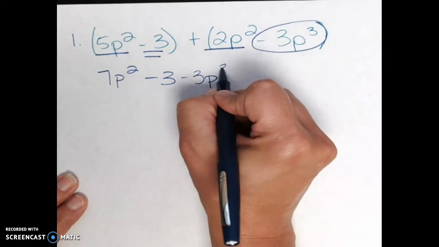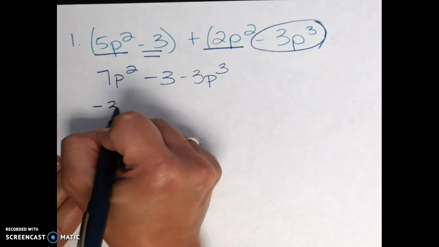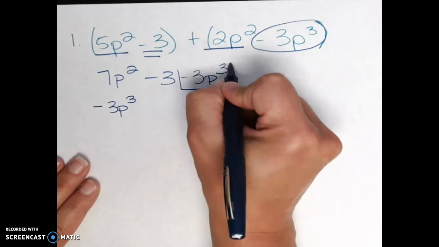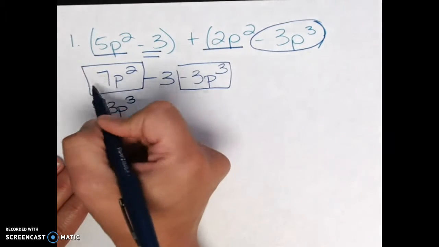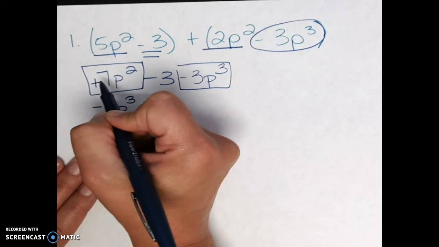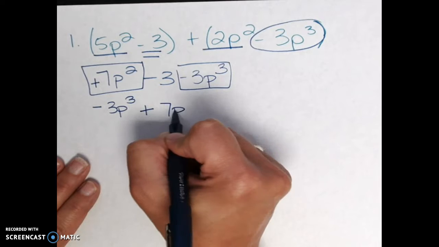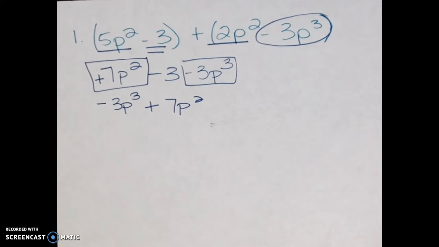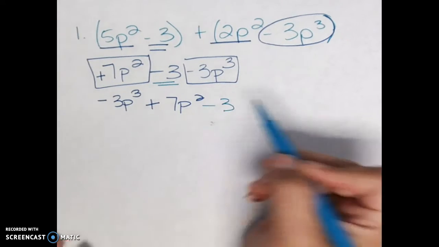Now typically when we write our answers, we always put them in descending order according to our highest exponent. So in this case, it would be negative 3p to the third, because that negative goes with that 3. This is a term. Then I have 7p squared, and since I don't have a negative in front of it, I know it's automatically positive. So plus 7p squared. So we had the negative 3p to the third plus 7p squared, and then don't forget the negative 3 at the end.